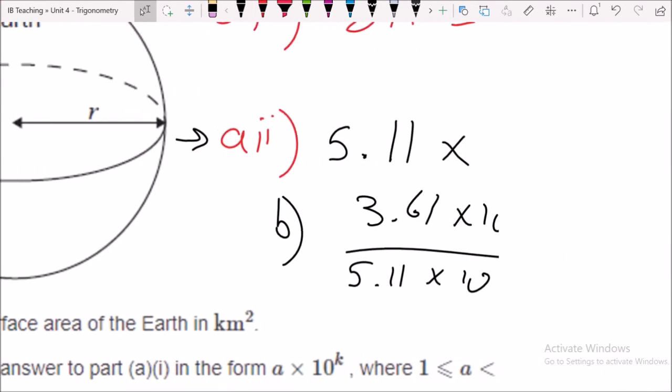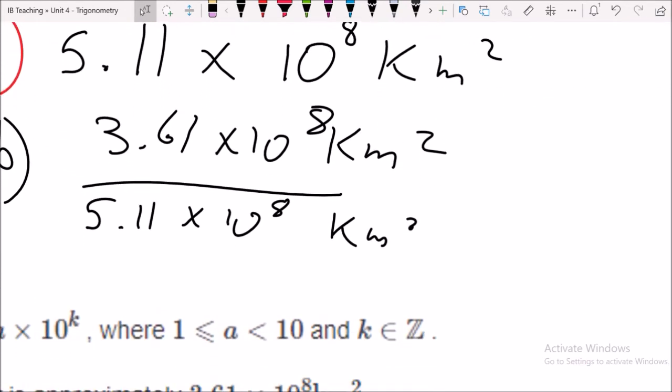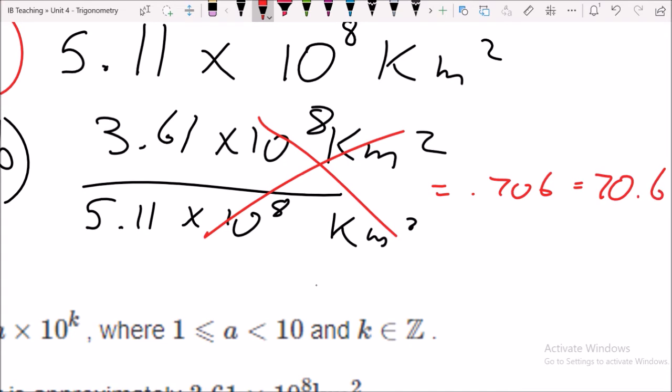And let's look at how that simplifies. Now it might seem weird, but look over here on the right. This 10 to the 8th on top and the 10 to the 8th on bottom, they're both being multiplied and divided, so they actually fully cancel out, as do the units. And what we're left with is 3.61 over 5.11, calculator time. And what I get is 0.706. They asked for a percentage, and so that would be 70.6%.